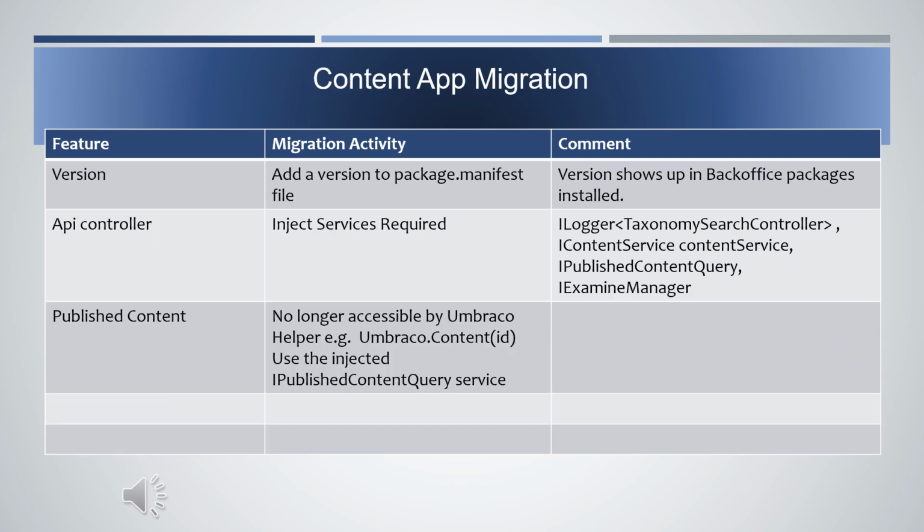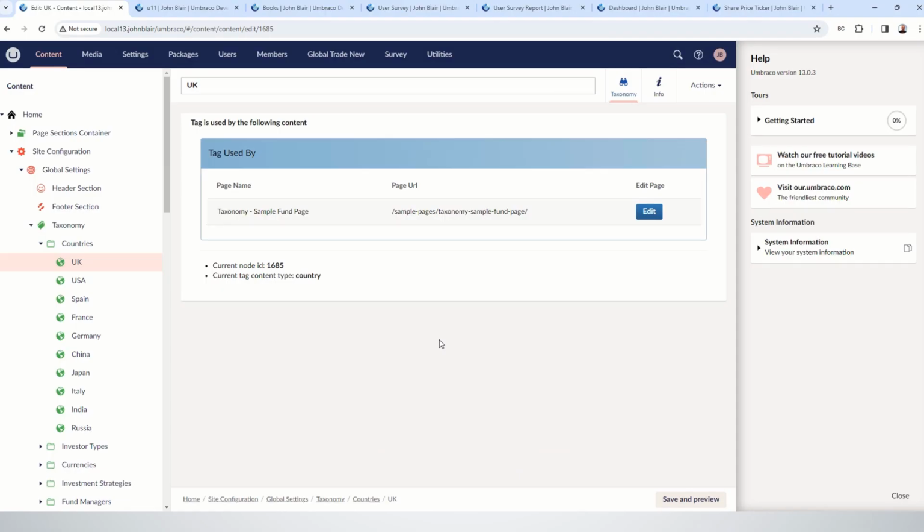Content app migration requires services to be injected instead of relying on static access. Some Umbraco features like the Umbraco helper no longer exist. The equivalent services need to be injected. Some display formatting tweaking was also required.